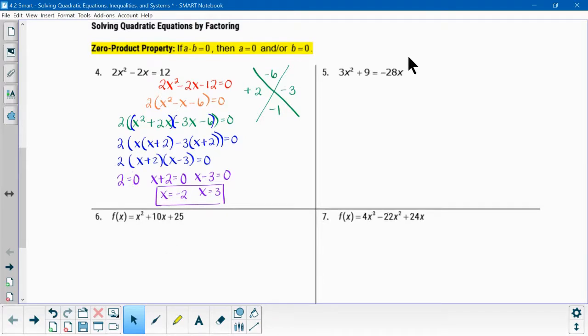Looking at number 5, I'm going to go ahead and move everything to one side, and I see that I don't have a GCF.